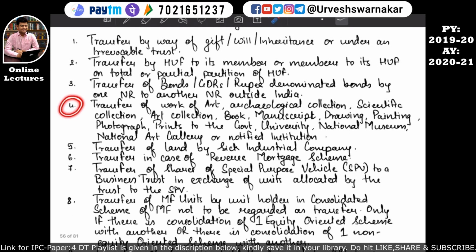What does point number 4 say? Point number 4 says that transfer of work of art, archaeological collection, scientific collection, art collection, book, manuscript, drawing, painting, photograph, prints to government, university or a national museum or a national art gallery or a notified institution will not be considered as transfer. So understand this point number 4 in this manner.